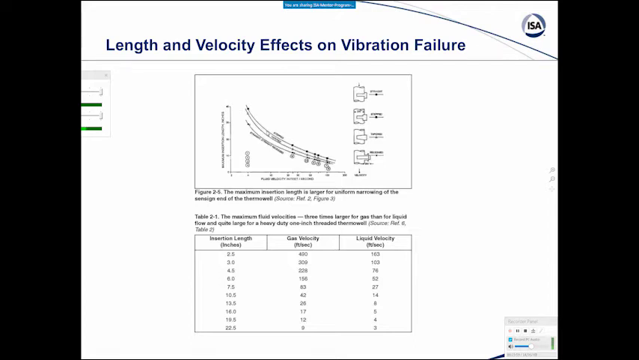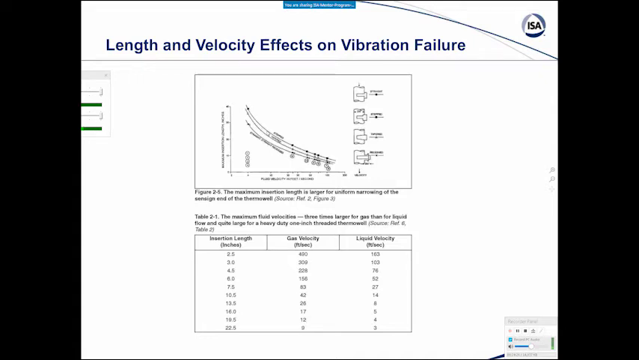Now we want the greater length to minimize the conduction error and to make sure that we're getting a representative measurement at the most representative point in the process. We don't want to be measuring the vessel wall temperature or the vessel jacket temperature or the pipe wall temperature or the pipe jacket temperature. We want to be measuring the process temperature. So we want the length long enough to do that.